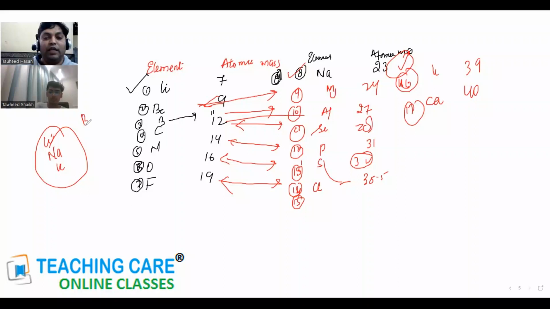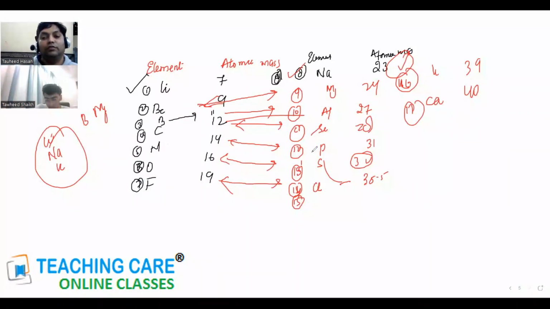Like beryllium and magnesium have similar properties. Boron and your aluminum have similar properties. Carbon and silicon have similar properties. And your nitrogen and phosphorus have similar properties. Oxygen and sulfur have similar properties. And chlorine has similar properties.